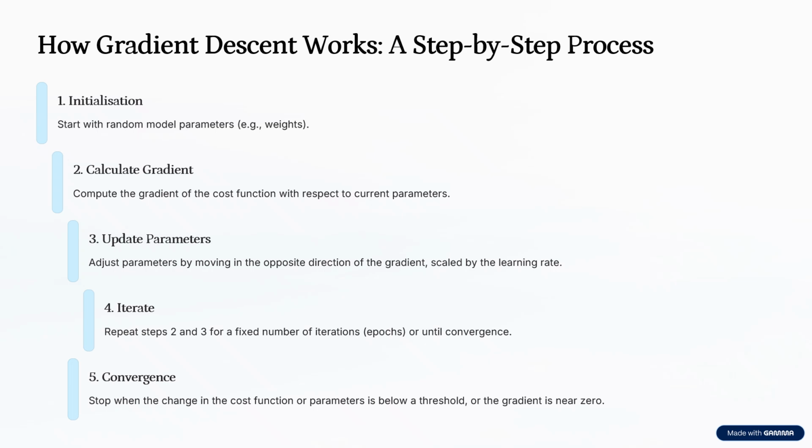And then we have the third step, update parameters: adjust parameters by moving in the opposite direction of the gradient, scaled by the learning rate. The fourth step is iterate. The meaning of iterate is to repeat steps 2 and 3 for a fixed number of iterations, epochs, or until convergence. The final, fifth step is convergence: stop when the change in the cost function or parameters is below a threshold or the gradient is nearly zero.